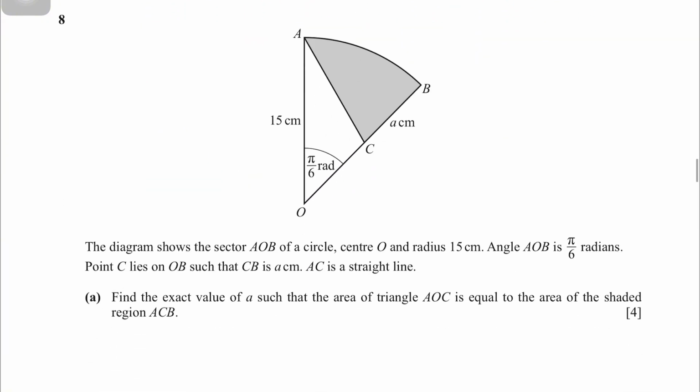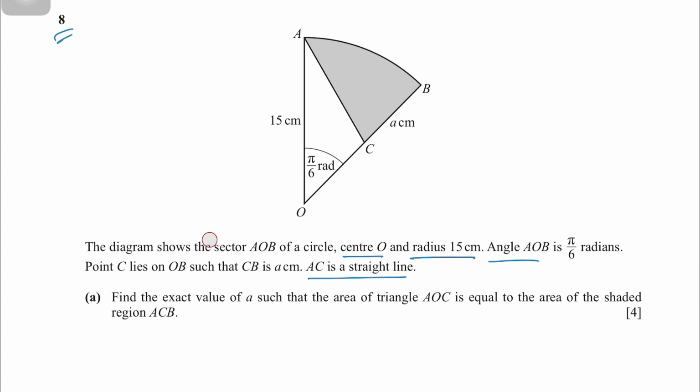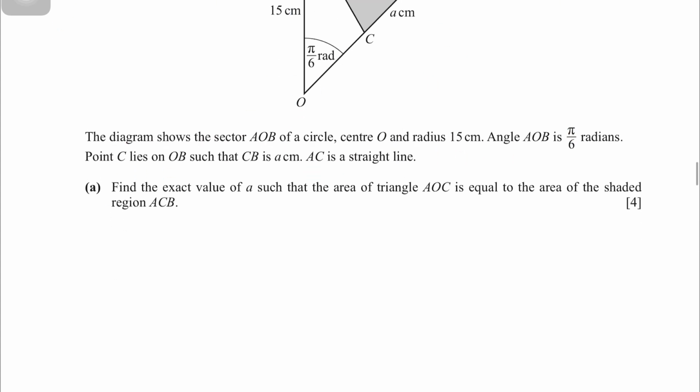Moving on to question 8. We have the diagram shows the sector AOB of a circle, center O and radius 15 centimeter is given. Angle AOB is pi by 6, and point C lies on OB such that CB is A and AC is a straight line. All the things are given. Find the exact value of A such that the area of the triangle is equal to the area of the shaded region. Now let's write it down what is given.